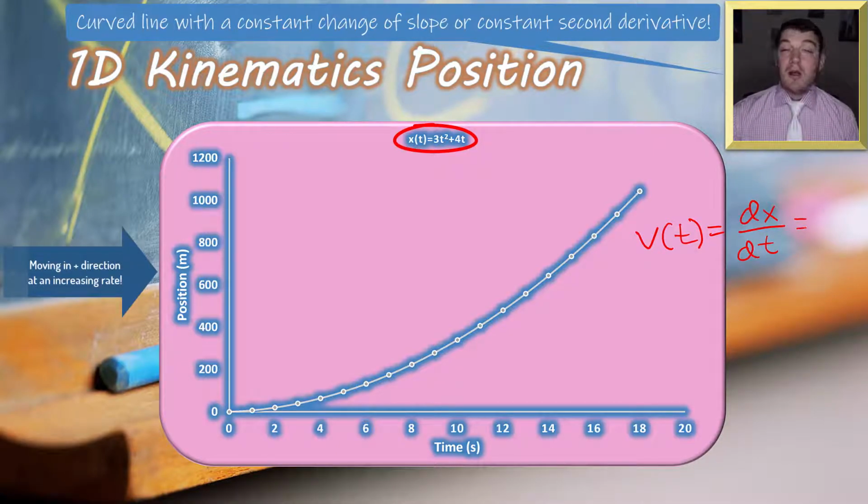3t squared is a constant times a power. 3 times 2 times t to the second minus 1. 3 times 2 is 6. t to the second minus 1 is t. 4 is a constant, t is a variable. The derivative of a variable is 1. We're adding these two functions together, so we're applying the summation. We're finding the derivative of each separately, then adding them. The derivative of 4t is 4, so this is plus 4.